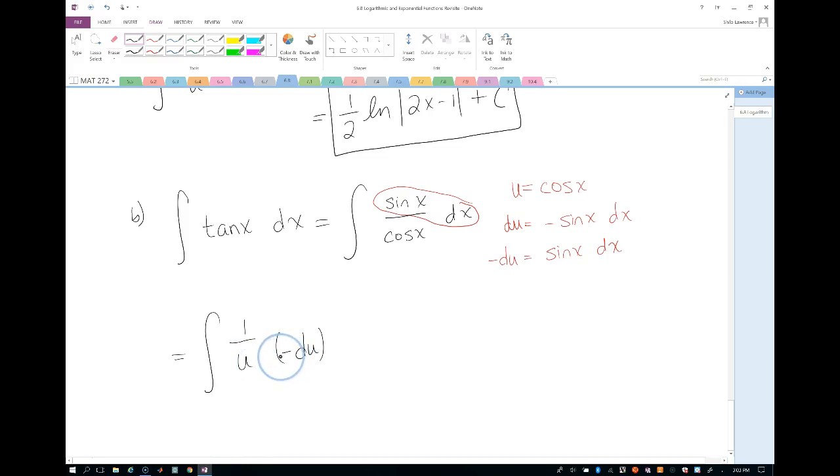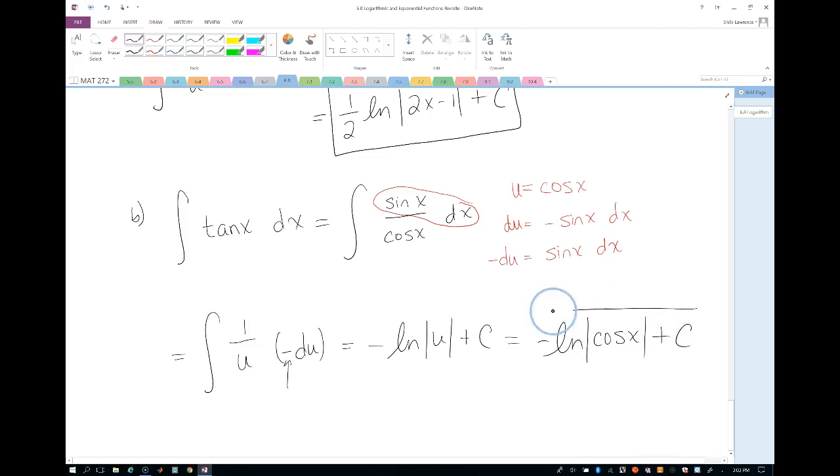Now that negative is not subtraction. It's like a negative 1 coefficient. And now we're right back to the format we saw in the last one, where the antiderivative for 1 over u is natural log of u. And again, that negative there is a coefficient. And then u was cosine. So our final answer is negative natural log of the absolute value of cosine x plus c.